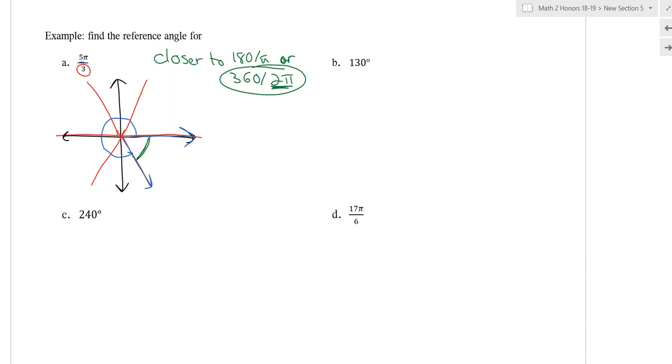For radians, I almost think reference angles for radians are easier than degrees. They're harder to draw, but once you draw them, then it's really easy. How far away am I from this? Well, I'm cut into thirds, and I'm 1 section away from that. So it's 1 pi over 3. We'll call this theta.